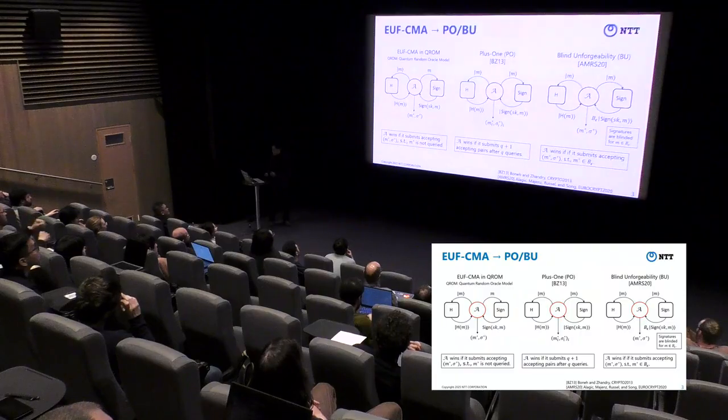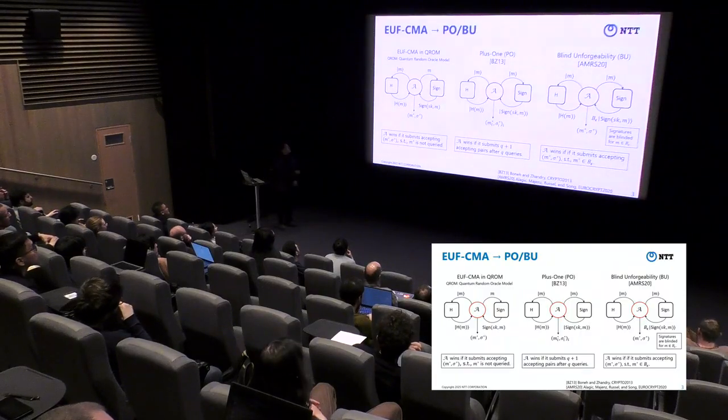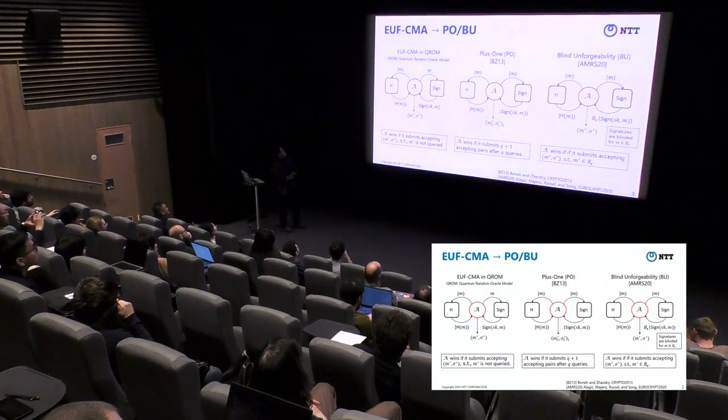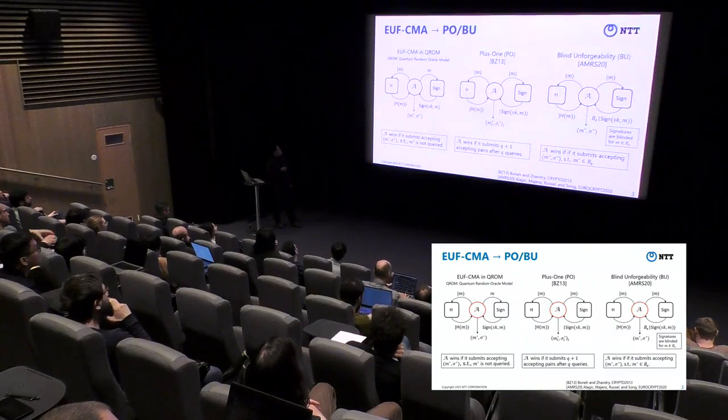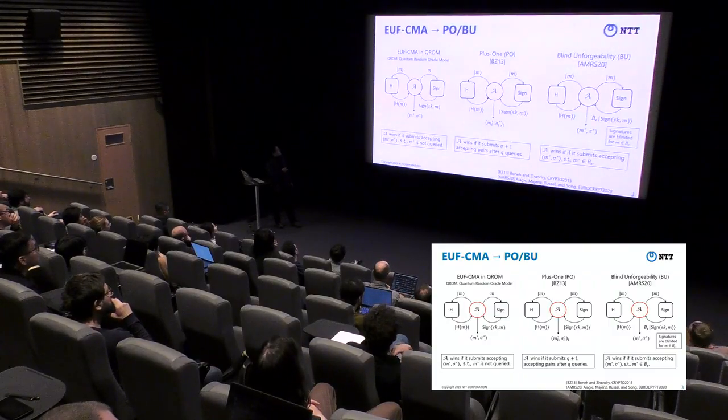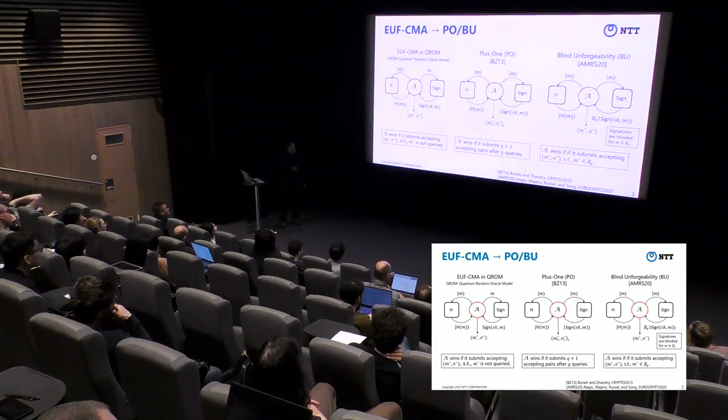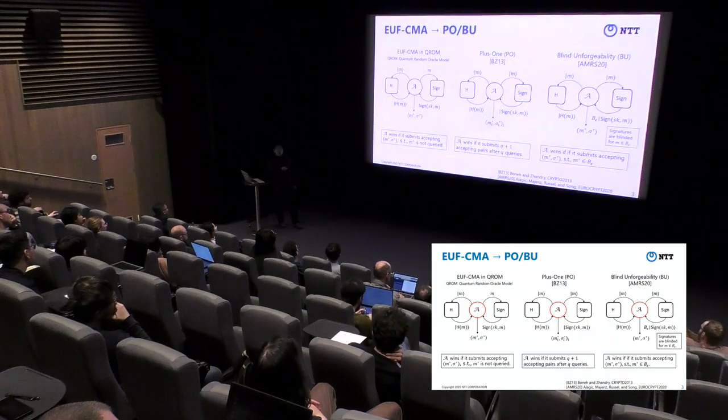I'd like to show some definitions. The first one is the security. EUF-CMA is a standard notion, and we assume the quantum random oracle model, or QROM. This red circle indicates the adversary, and the adversary has access to two oracles, the random oracle and the signing oracle. For the random oracle, it can make queries in quantum state, denoted by this ket notation.